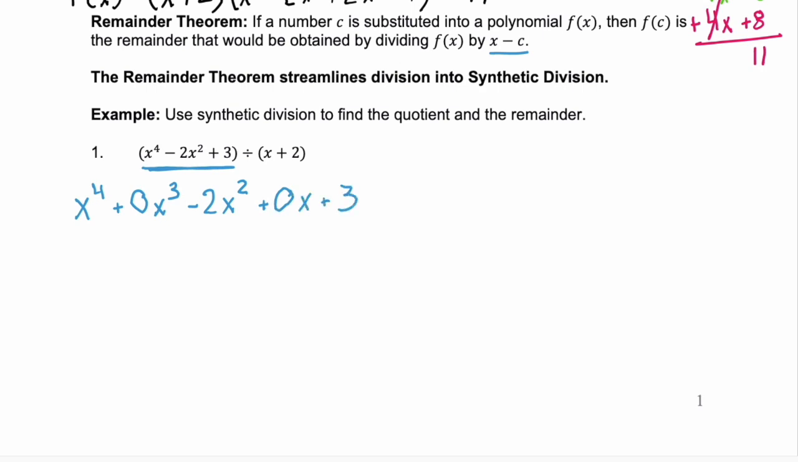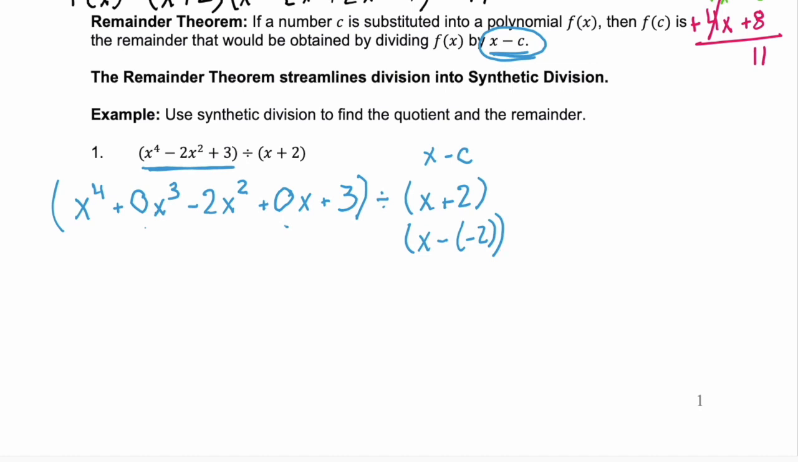It is super duper important to have those placeholders where you don't have the variables, right? We didn't have an x cubed in our given polynomial, so we need to have that coefficient of 0 there. Same with the x. And then we're dividing this by x plus 2. But notice that synthetic division and the remainder theorem are talking about x minus c. So how do we rewrite this as x minus c? Well, x plus 2 is the same as x minus a negative 2. So we're going to divide by negative 2.